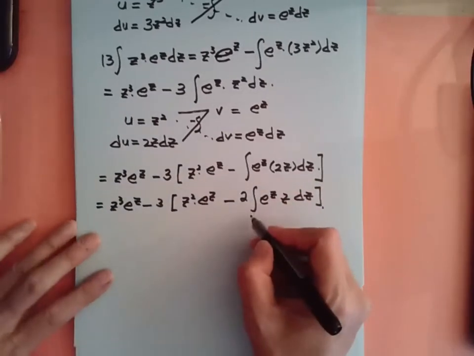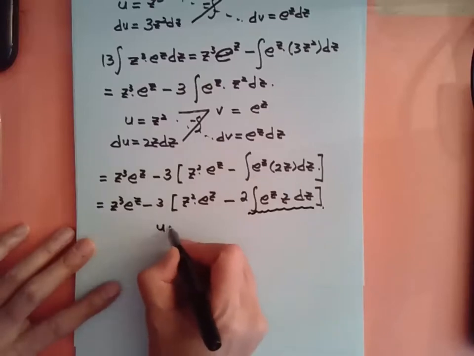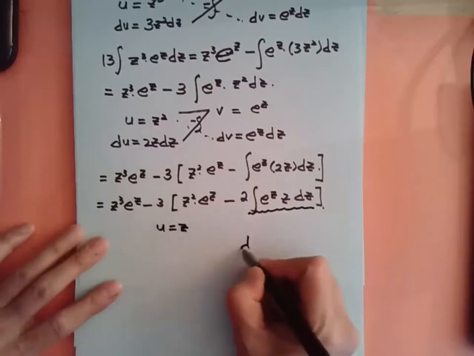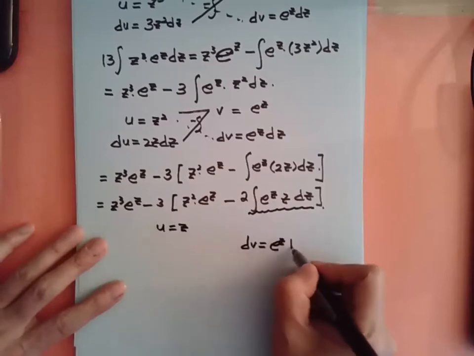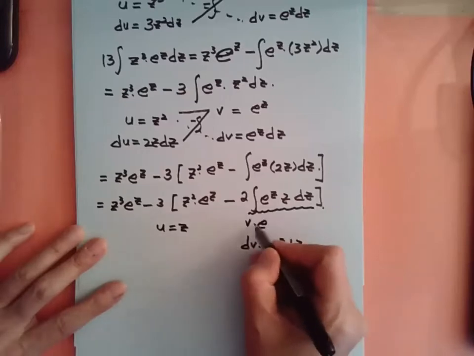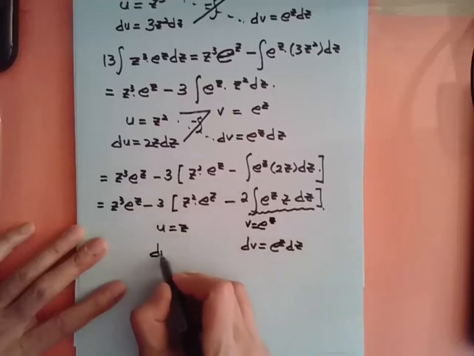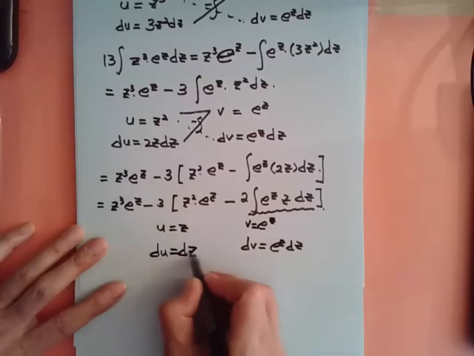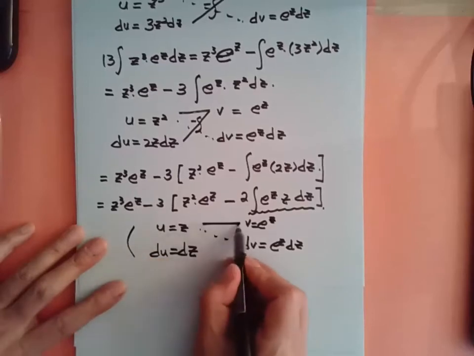So we are focusing on this part, then u equals z and dv equals e to the z dz. And when we integrate, that becomes e to the z. If we differentiate u, then du is dz. So it'll be just the last step.